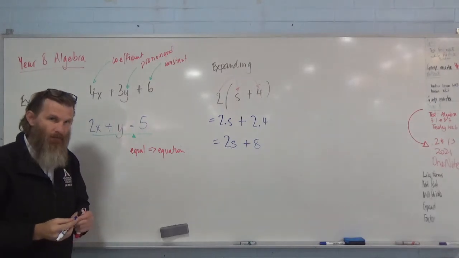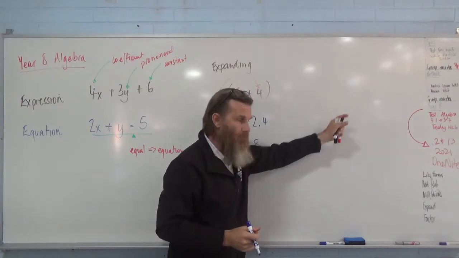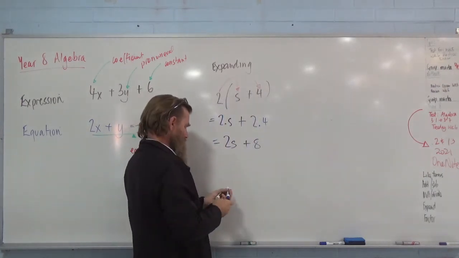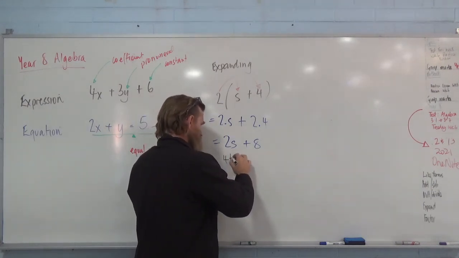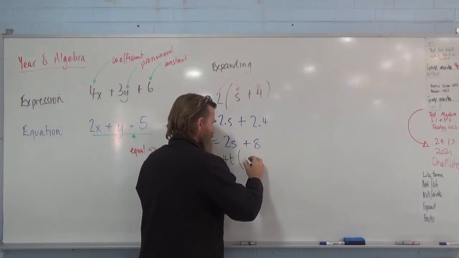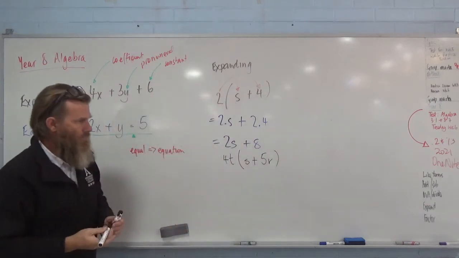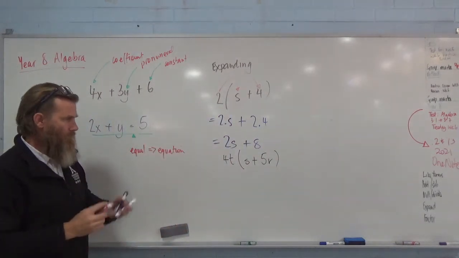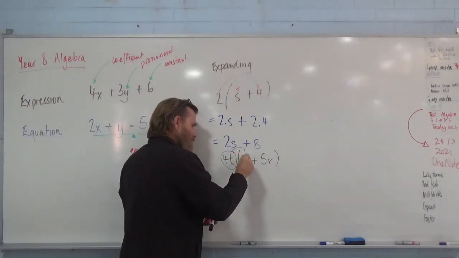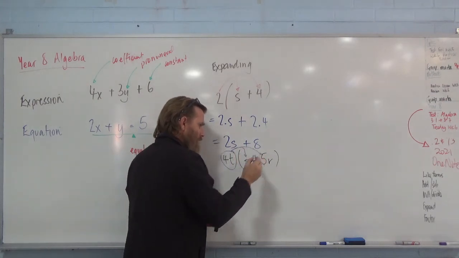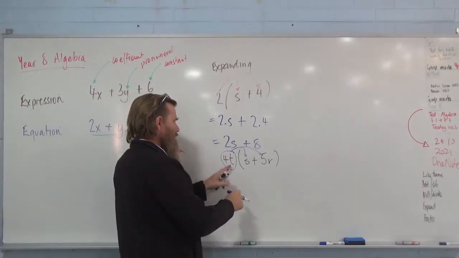Let me do another question here, then I'm going to do my factorization stuff over here. So, next question is going to be, let's go 4t out front of s plus 5r. Throw in a couple other things in there. Same story though. It's 4t times s, and then 4t times 5r.